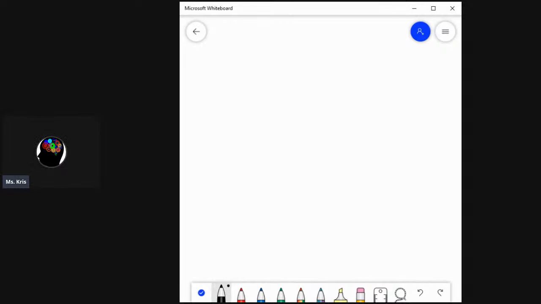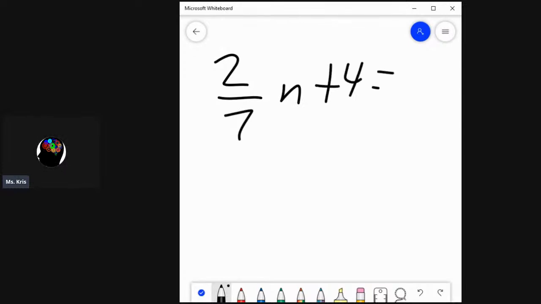All right, let's try 2 over 7n plus 4, and that equals 10. All right. Of course, we must get rid of our plus or minus sign first. So to get rid of my plus sign, I must subtract 4 on both sides.